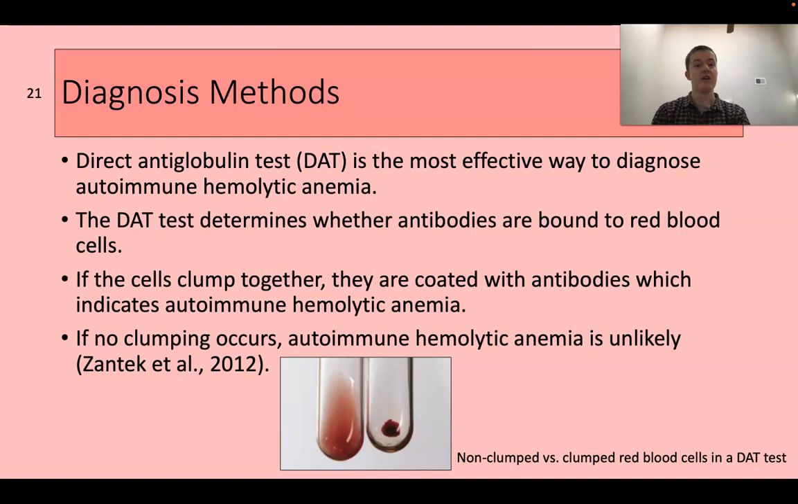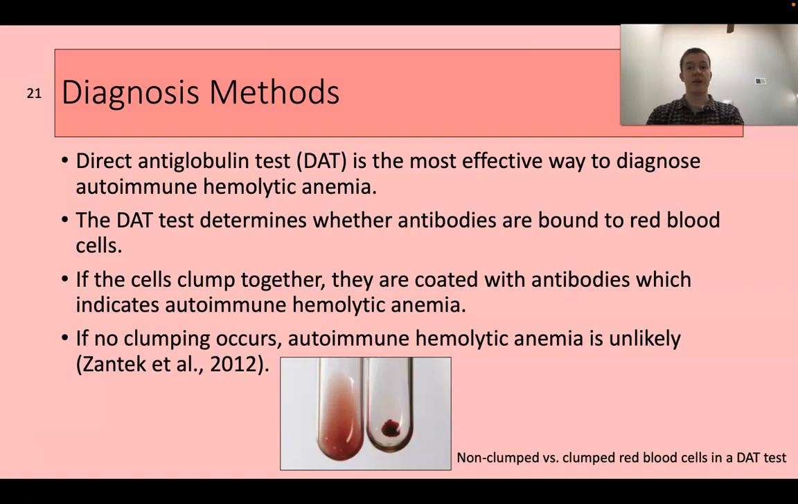So, continuing, for diagnosis methods, the direct antiglobulin test, abbreviated DAT, is the most effective way to diagnose autoimmune hemolytic anemia. Autoimmune hemolytic anemia often occurs when red blood cells are attacked by autoantibodies, or antibodies that target structures that belong to the individual's own body and should not be attacked. These autoantibodies are often immunoglobulin G, or IgG. The DAT test can often determine whether immunoglobulin G antibodies are bound to red blood cells.